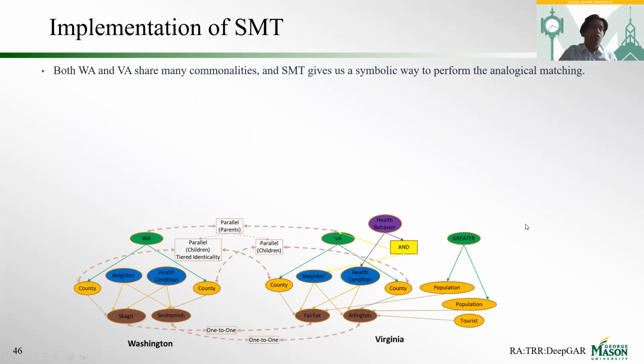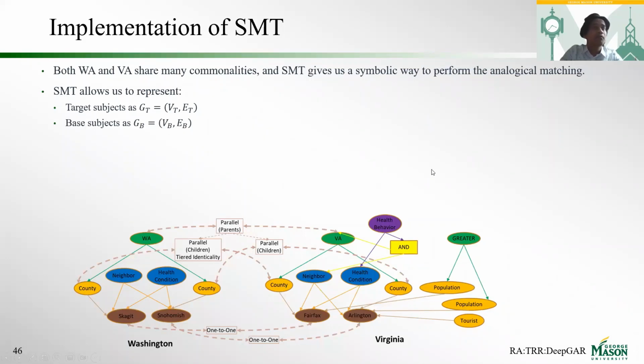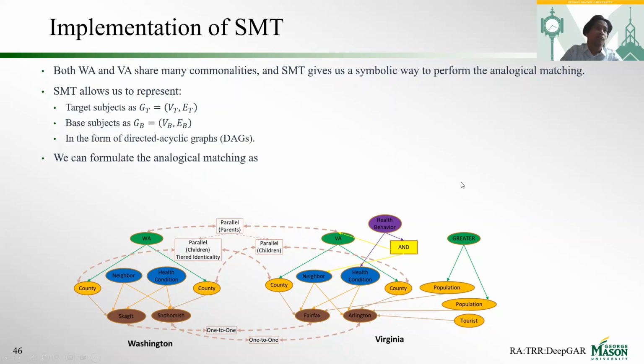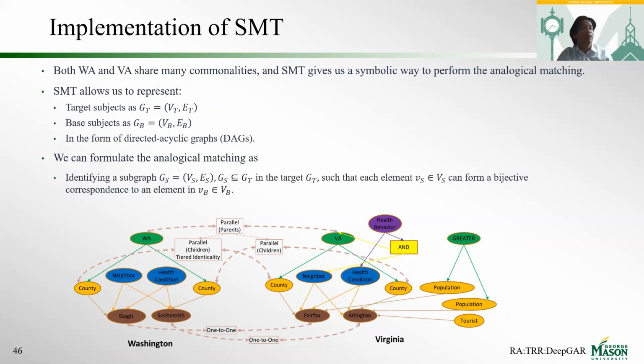First of all, we considered that Washington and Virginia share commonalities, and SMT gives us a symbolic way to perform the analogical matching. SMT allows us to represent this as a target graph and this as a base graph, or base subject, in the form of a directed acyclic graph, and we maintain the directed acyclic graph. Then we can formulate analogical matching as identifying subgraphs one by one, maybe taking two-hop graphs, starting from the top and matching that way. That is how we can implement SMT.